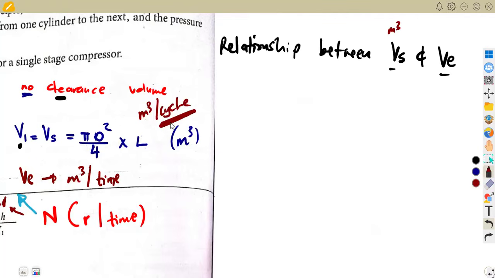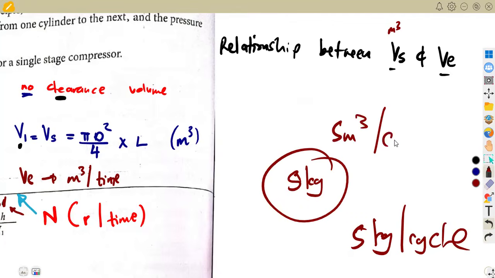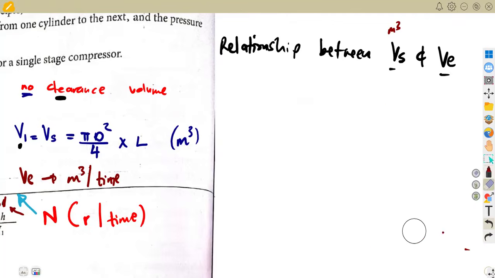Whenever you are given these units, per cycle, it does not affect anything. If our answer is 5 kilograms, I can write it as 5 kilograms per cycle. If my answer is 5 cubic meters, I can write it as 5 cubic meters per cycle. So per cycle simply means write your answer in the units that you are supposed to have it. So if you are supposed to have your VS in cubic centimeters, you just write per cycle, there's no effect.